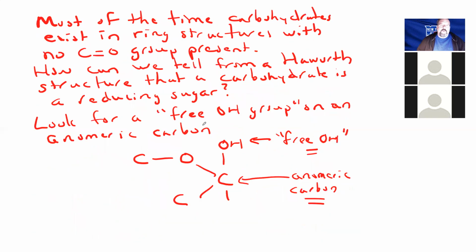Because carbohydrates, monosaccharides, disaccharides, polysaccharides mostly exist in their ring forms, we have to be able to tell from a ring structure whether the carbohydrate is going to be a reducing sugar or not. And that's how we're able to tell.